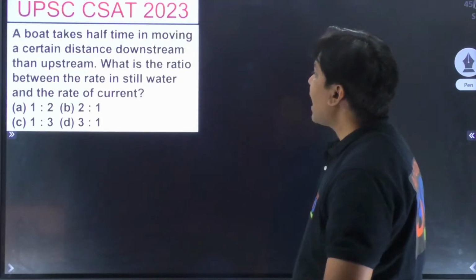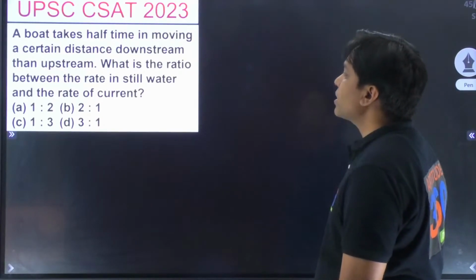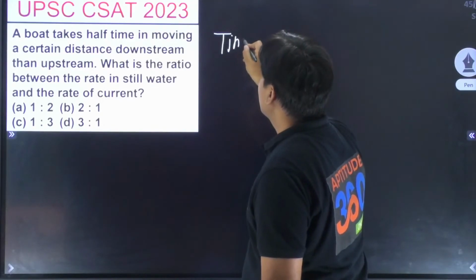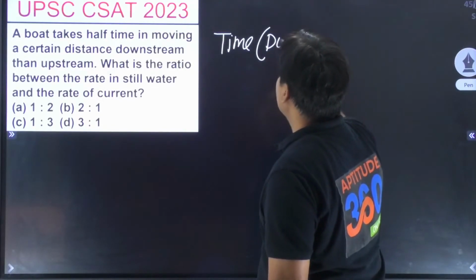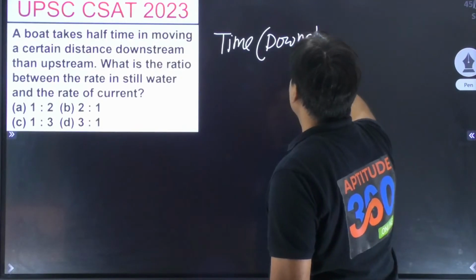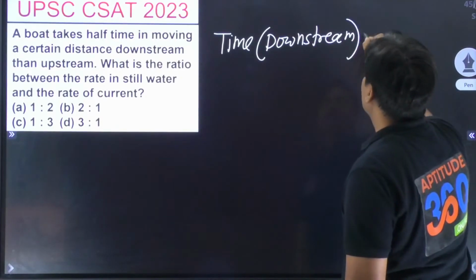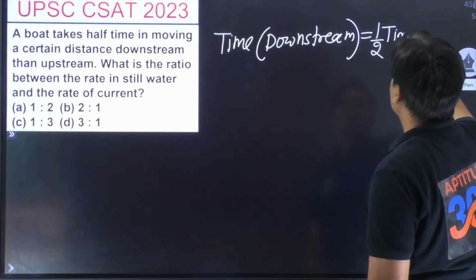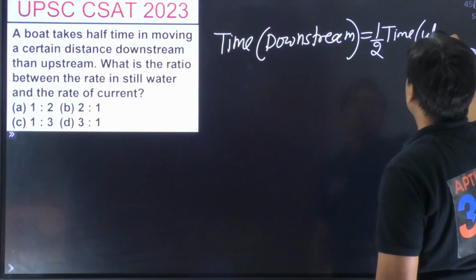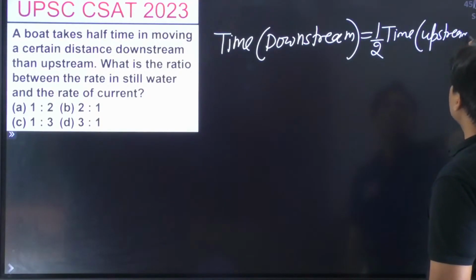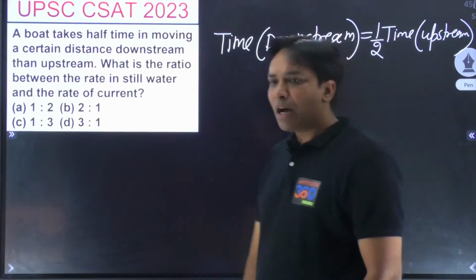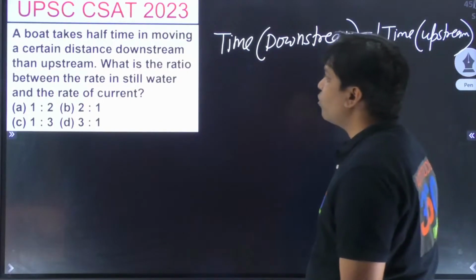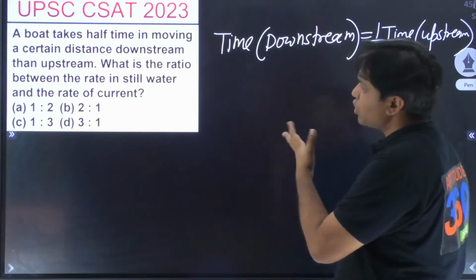A boat takes half time in moving a certain distance downstream than upstream. So obviously the time in downstream, the problem says, is half the time of upstream. Downstream, obviously, to travel the same distance we will need less time, that is our understanding. So a boat takes half time in moving a certain distance downstream than upstream.